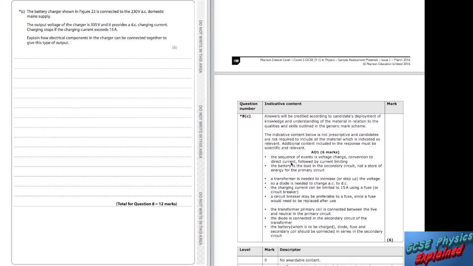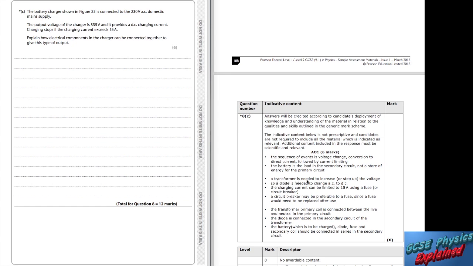So for 6 marks, what they're looking for is that you say how you're going to change the voltage, how you're going to convert AC to direct current, DC, followed by how you're going to limit the current.